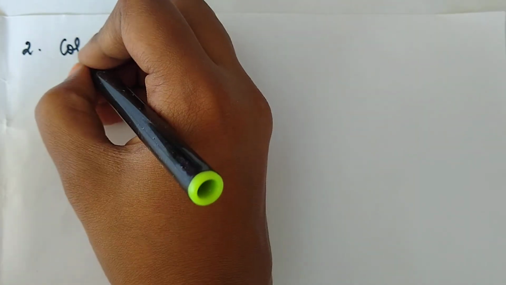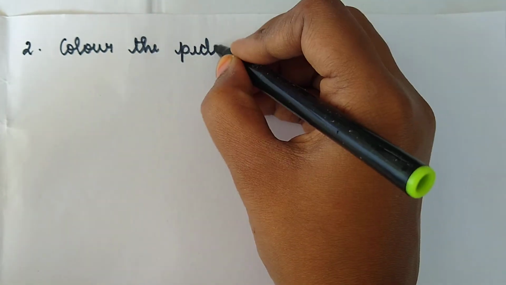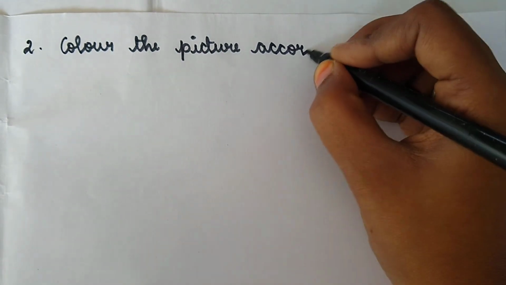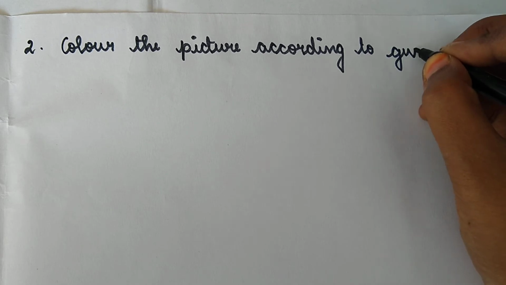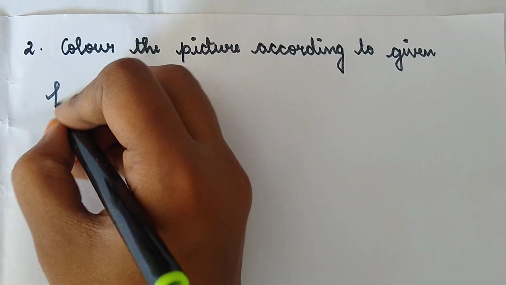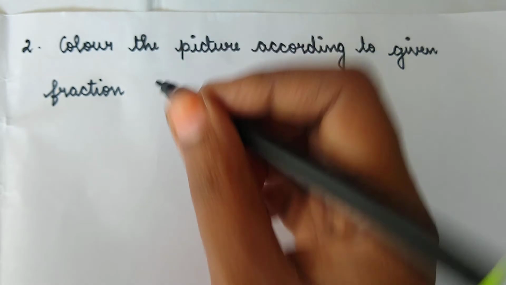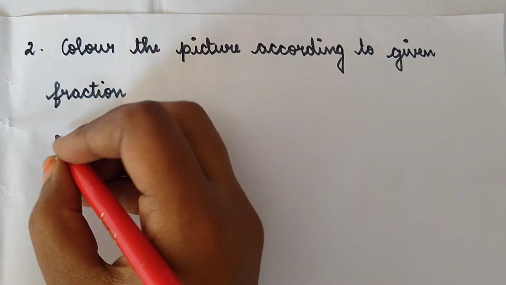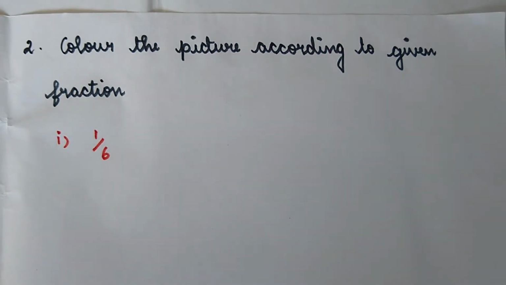Write the second question: color the picture according to the given fraction. Write the first subdivision: 1 by 6.